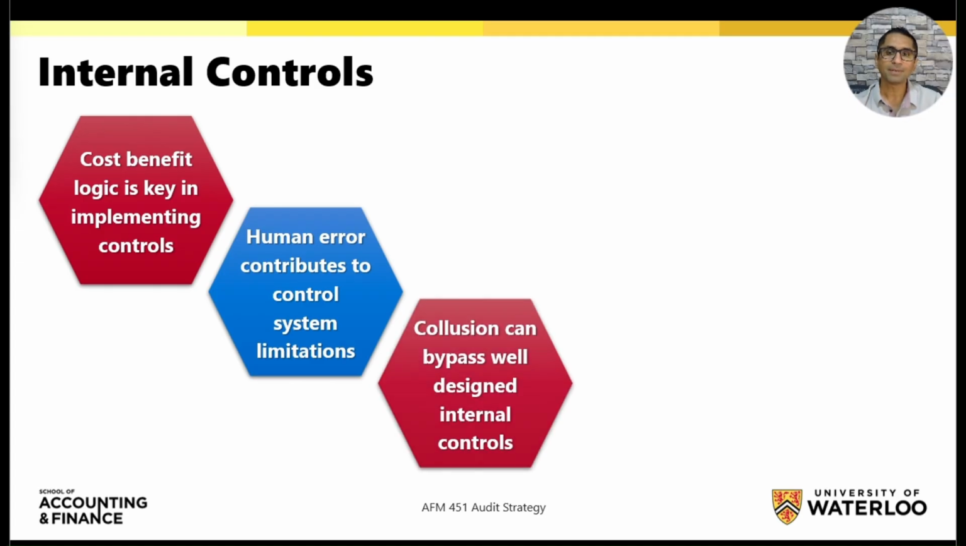Next, collusion can bypass even a well-designed control. If two or more people coordinate their actions, they can override segregation of duties and manipulate documentation. For example, a cashier and a supervisor working together could process unauthorized refunds that appear legitimate in the system. No control structure can completely eliminate this risk. It can only reduce the likelihood.